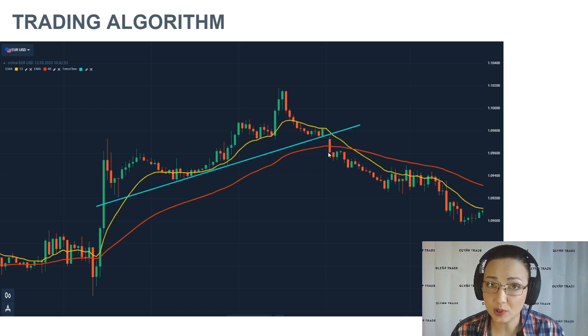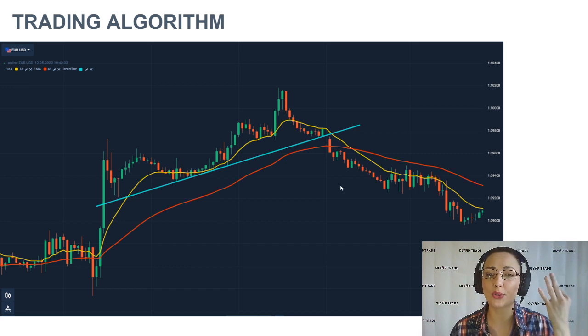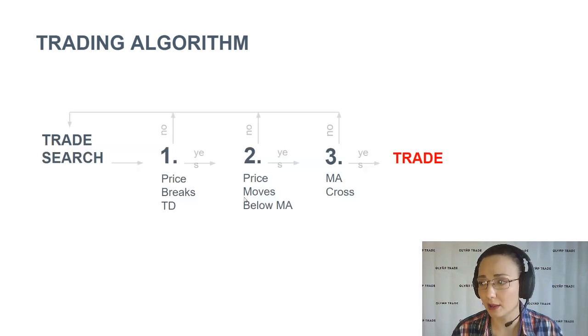And then my third step is when the faster moving average crosses the slower moving average, the 13 EMA, to the downside. This, by the way, is Euro US dollar on a 30-minute time frame. This is where I would open my trade, by following all 3 steps of my algorithm.